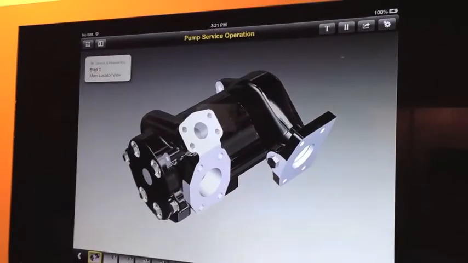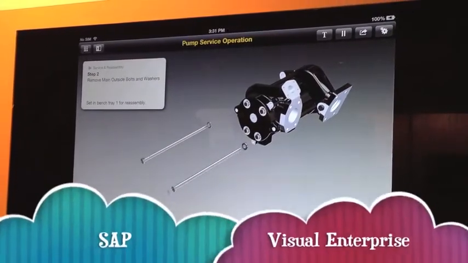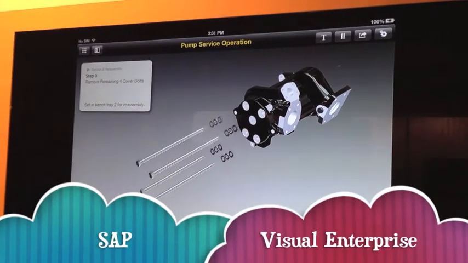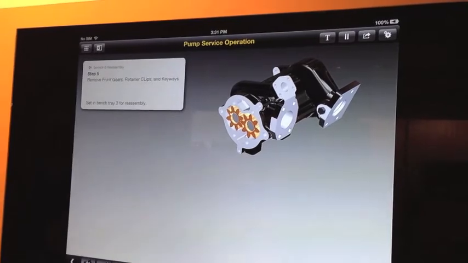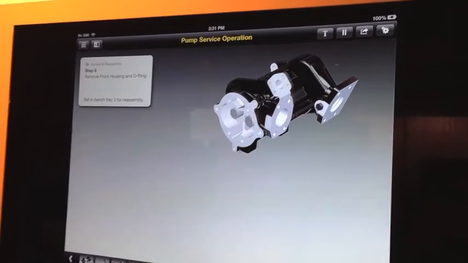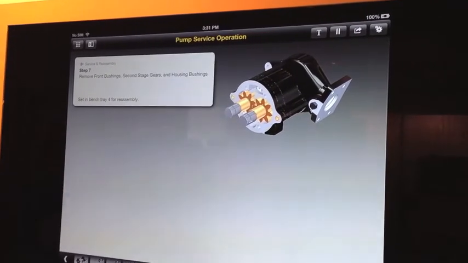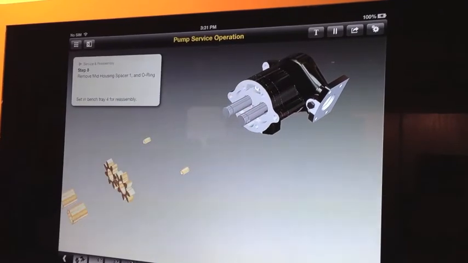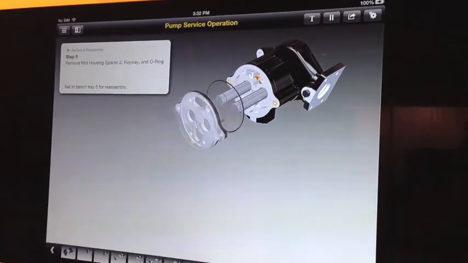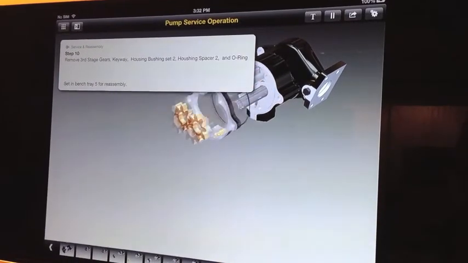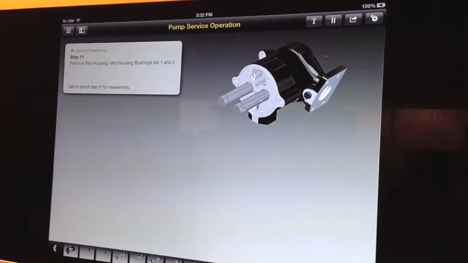So this is a maintenance procedure. Step 1, step 2. I've got some instructions so you can see what comes apart. If you're a mechanical fitter, you know exactly what you're talking about, and most other people would have some idea what you're talking about when you see it. Wow, that's innovation. Step by step.